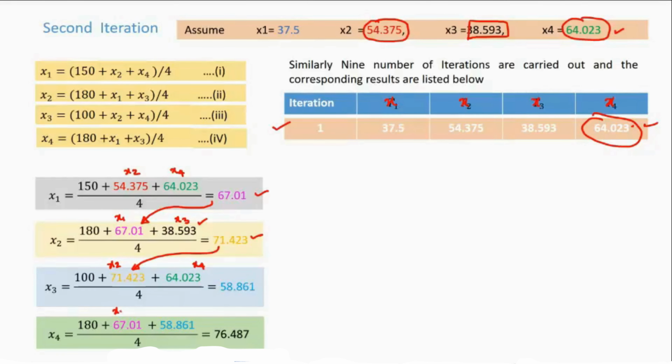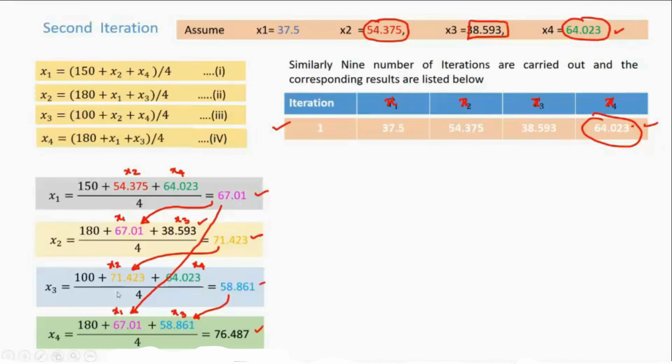Similarly for computation of x4, this equation has x1 and x3. This x3 value we have already computed recently, and the x1 value is also computed recently. So you take these recent values and substitute in the equation, and you will get the values. Likewise, this is the logic involved. Just look at the arrows, and you will see how to proceed with the problems.